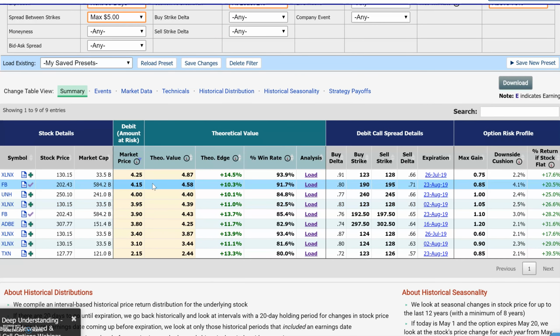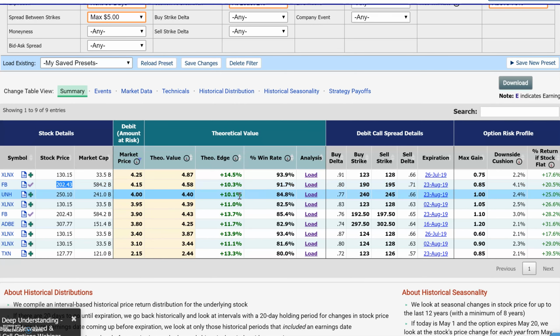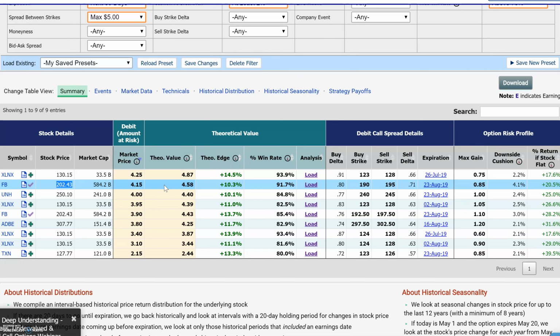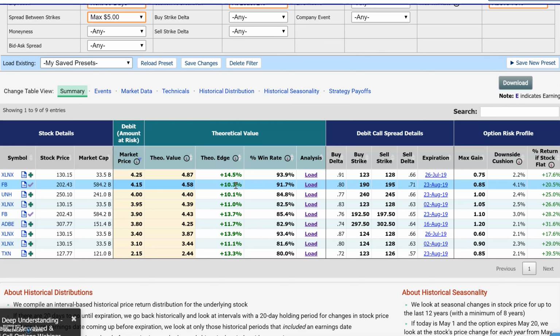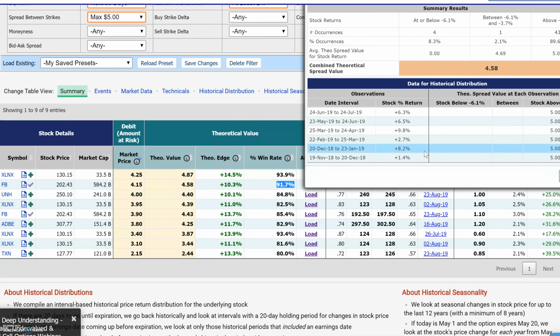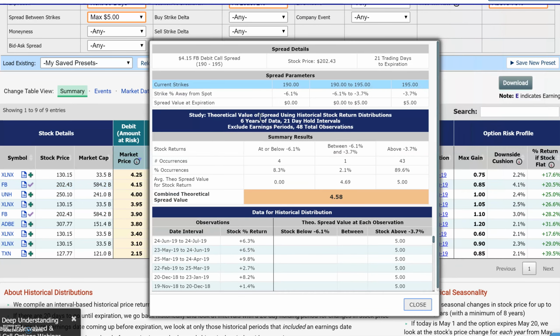Now we see Facebook. This call spread is the 190, 195. Currently the stock is 202.43. So if the stock just sits here or goes higher, that's a 20% return by August 23rd. And we think that there's a 10% edge with a historical 91.7% win rate. Let's open this up just to take a look at the data. So we see here the Facebook 190, 195 call spread is $4.15 right now. The stock is 202.43 with 21 trading days to go.